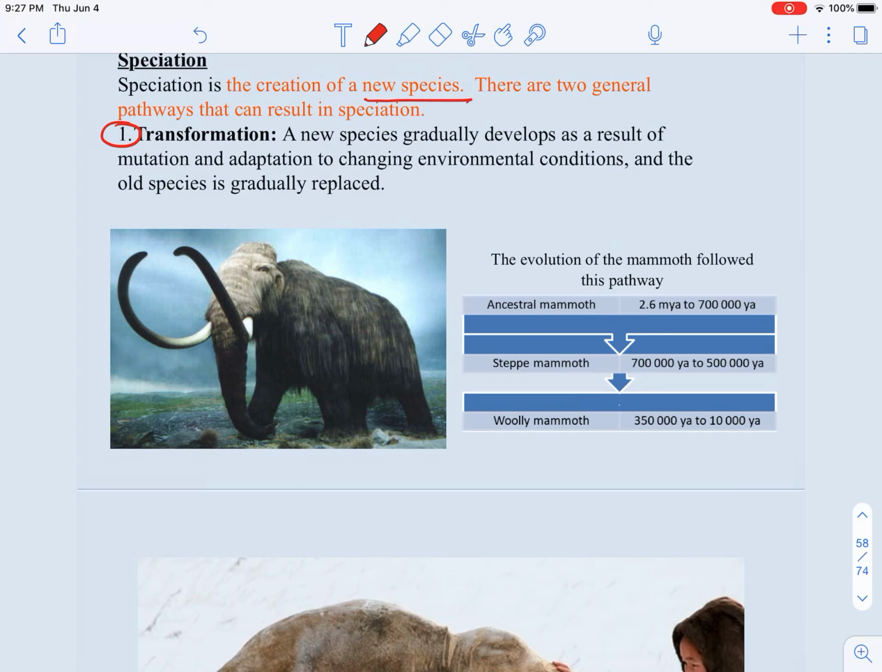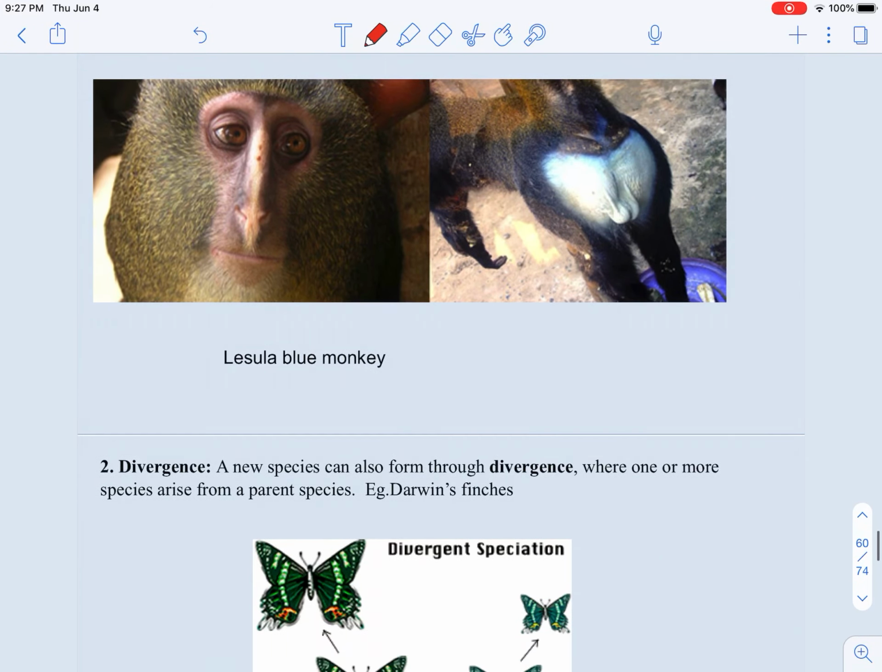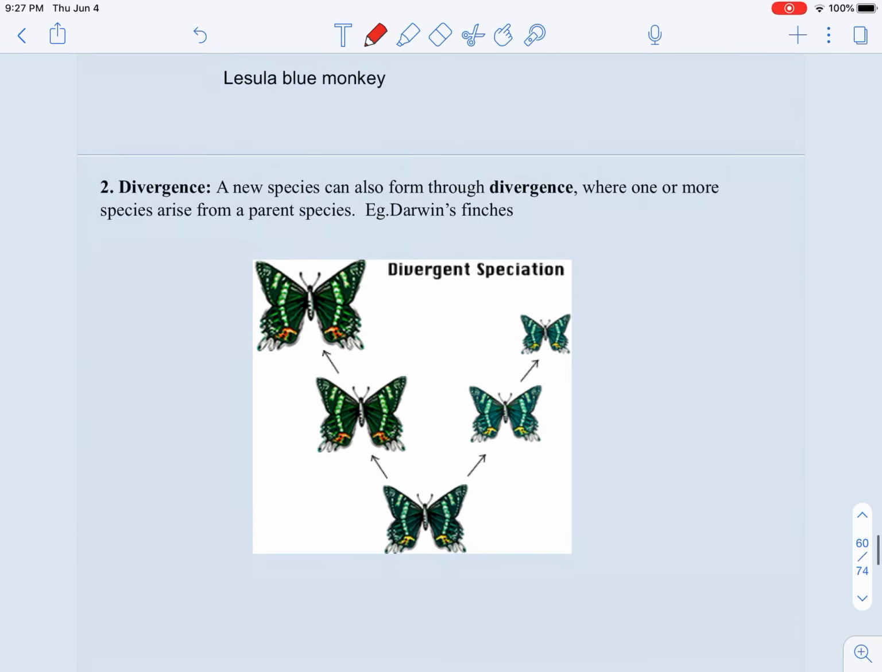Number one is transformation, where little changes happen and eventually they've adapted so much that they have replaced the old species. So the ancestral mammoth was replaced by the steppe mammoth, which was replaced by the woolly mammoth, the most recent one. So that would be transformation. A couple of cool links to check out here.